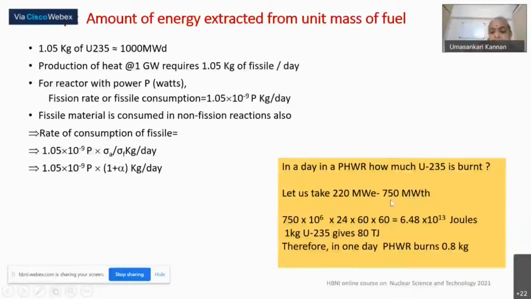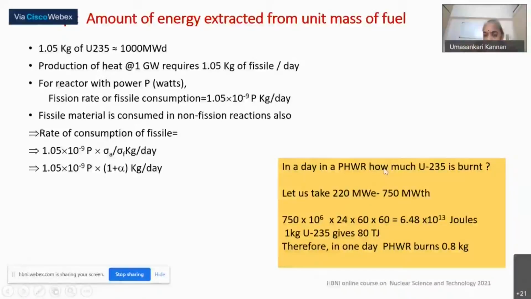And let's take a simple reactor. I'll just come to that in a short while. So the fission rate or fissile consumption can be worked out. If you have P watts being produced in a reactor, it will be 1.05 into 10 to the power of minus 9 P kg per day. So the rate of consumption of the fissile can also be calculated in terms of the fission cross-section and absorption cross-section. I think you will understand it better with an example.